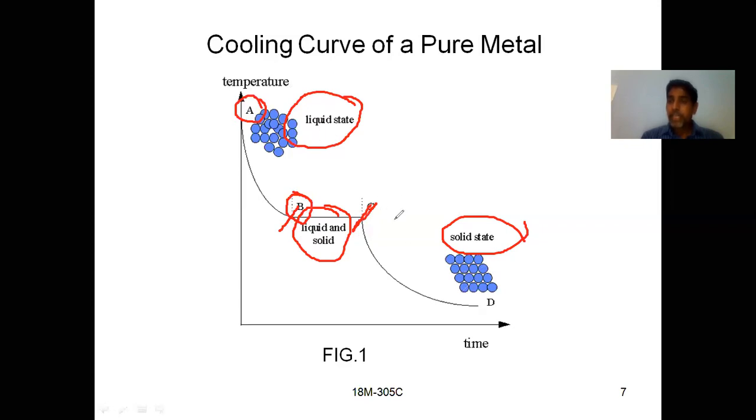Here I am converting liquid to solid. But if I take the reverse direction, solid to liquid, then also from C to B it is a constant line. That means this is the melting point. From here the solid state will be converted into liquid. You have both liquid and solid, and later it will become completely liquid. So you have a definite value for the freezing point as well as the melting point for a pure metal.